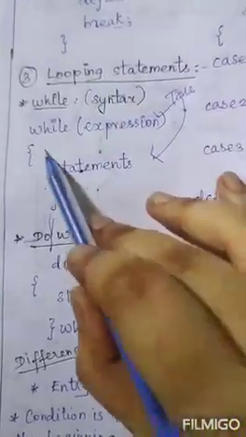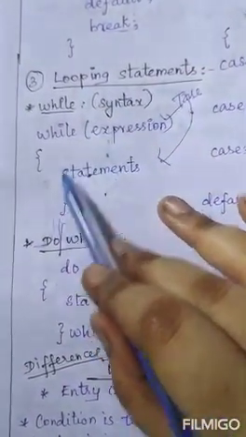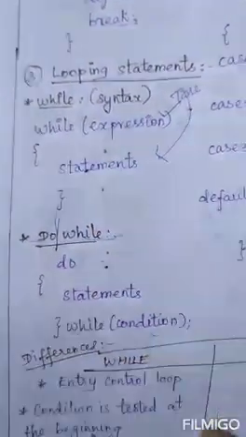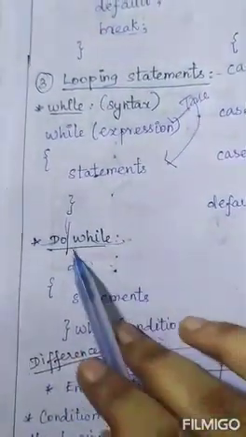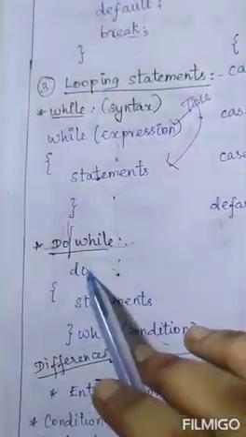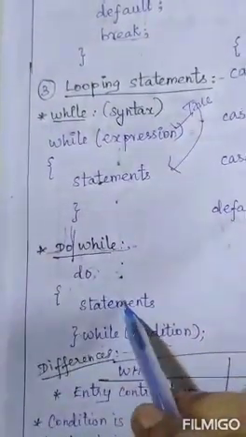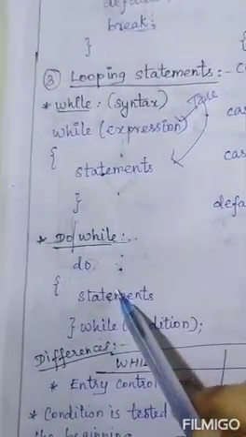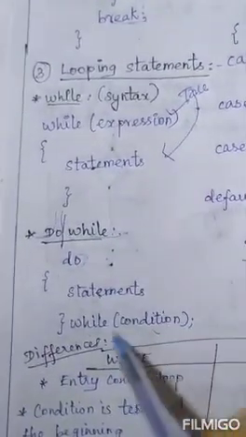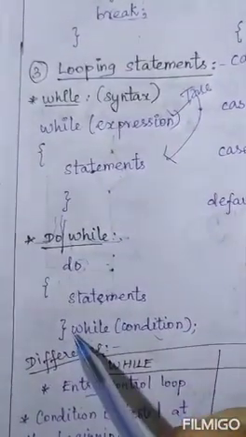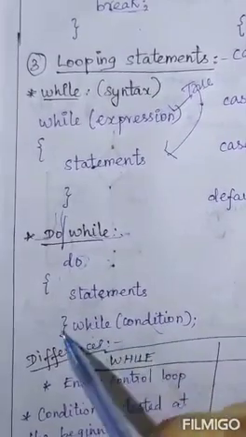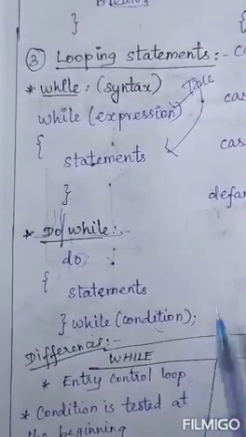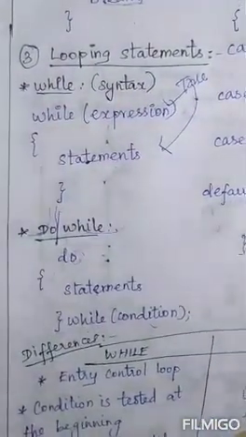So that is the basic difference between while and do while. In while, before the execution of the statement, I check the condition. But in do while, I execute the statement first, and then the condition is checked. That's why the while condition comes at the end of the curly braces, followed by a semicolon.